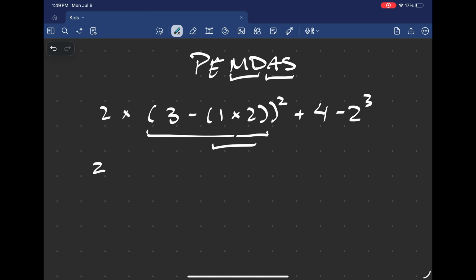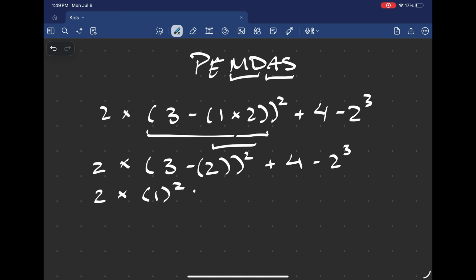So 2 times, we keep these parentheses still, 3 minus, now we solve for this. So that's 2 to the power of 2. Everything in the outside parentheses to the power of 2, plus 4 minus 2 to the power of 3. Remember, exponents come after parentheses, so remember to do your parentheses first. Now let's solve for these parentheses. We have 2 times 3 minus 2 is 1 to the power of 2, plus 4 minus 2 to the power of 3. Now let's do the exponents, because that's the next step.